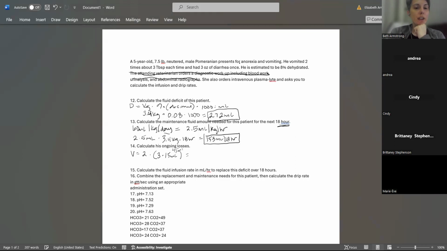45 mLs. Good. And then we're going to multiply that by 2. So we get 90 mLs of vomit, right? All right. Okay. So now the diarrhea.